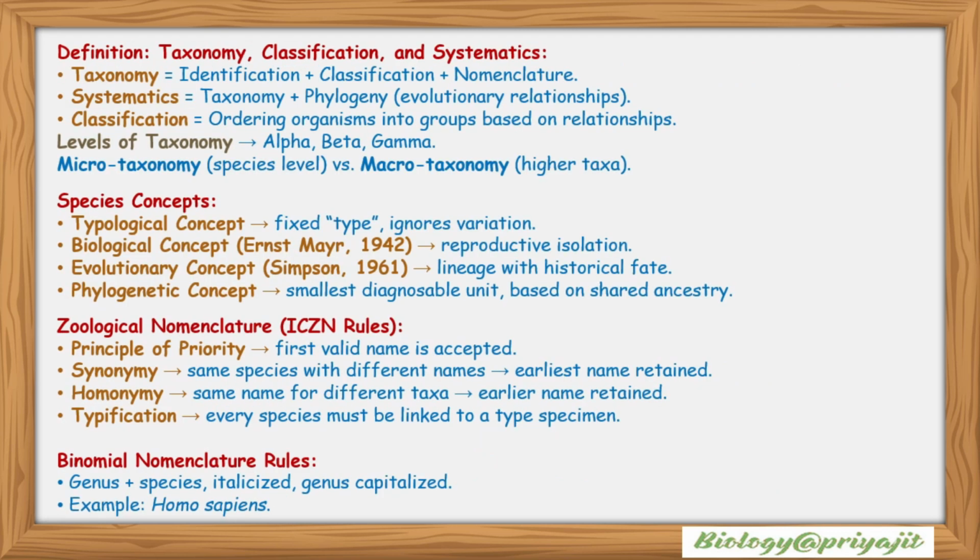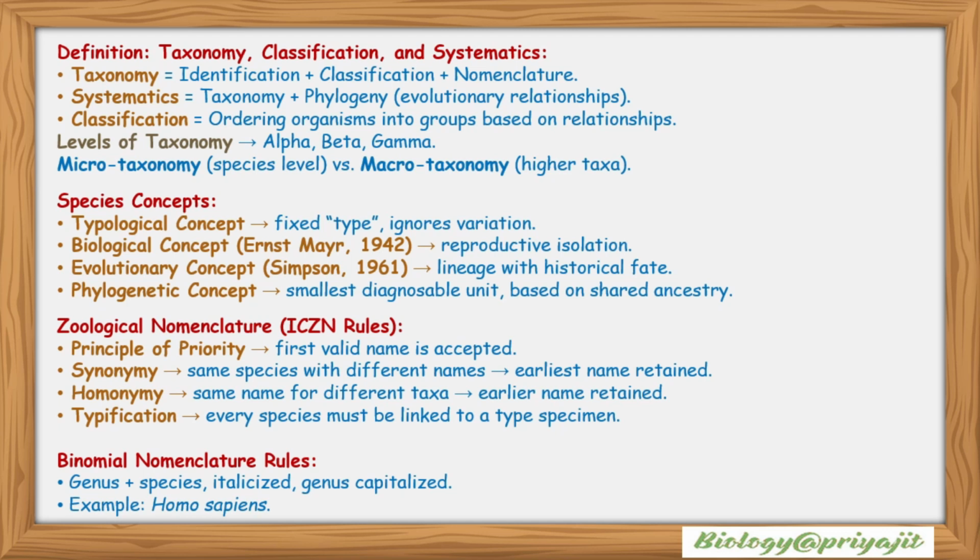Definition: taxonomy, classification and systematics. Taxonomy is equal to identification plus classification plus nomenclature, and systematics is taxonomy plus phylogeny. That means evolutionary relationship. So classification is equal to ordering organisms into groups based on relationships. Levels of taxonomy include alpha taxonomy, beta taxonomy and gamma taxonomy, and if we consider taxonomy at species level it will be micro taxonomy, and if we consider taxonomy of higher taxa it will be macro taxonomy.